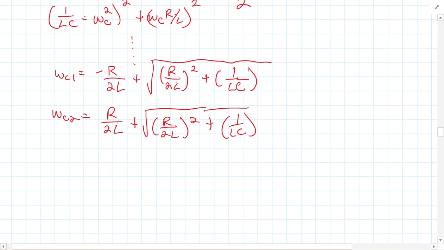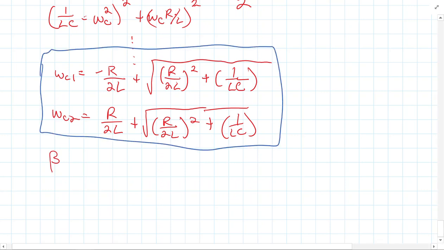And if you actually multiply these together and take the square root, you do wind up with 1 over LC. Now, the nice thing here is let's look at beta, because we're going to get an equation for beta here. So again, let's look at important equations. These are important. So beta here is equal to omega c2 minus omega c1.